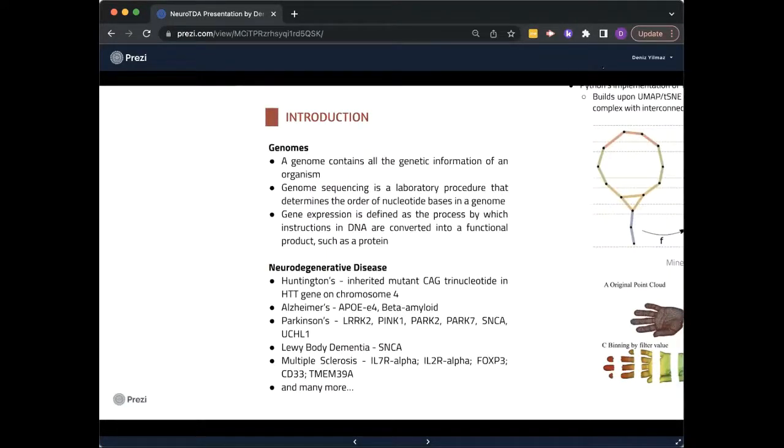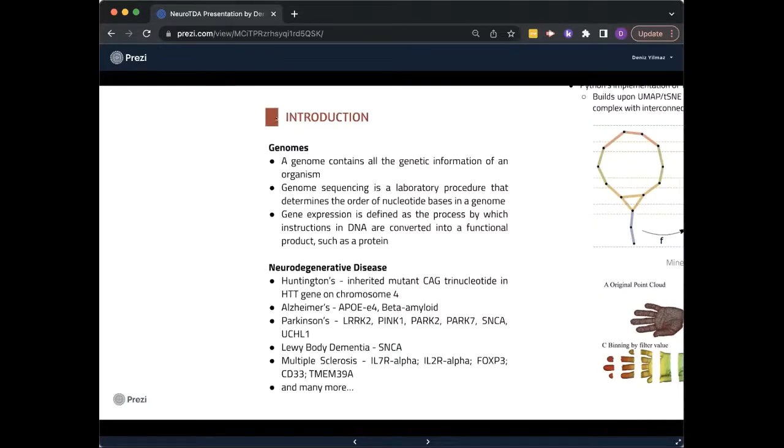To start, we're going to start with the genome. The genome just contains all the genetic information of an organism. Genome sequencing is a laboratory procedure that determines the order of nucleotide bases in a genome. And gene expression is defined as the process by which instructions in DNA are converted into a functional product. That can mean a protein, which then causes the gene expression.